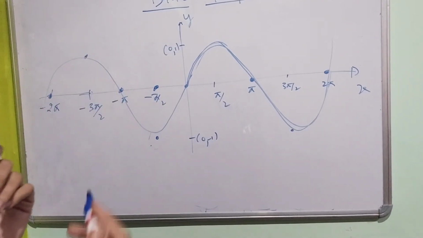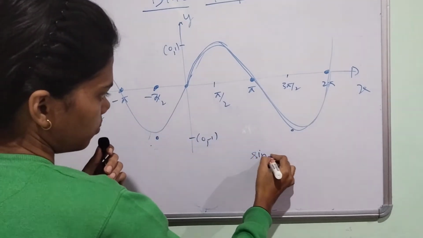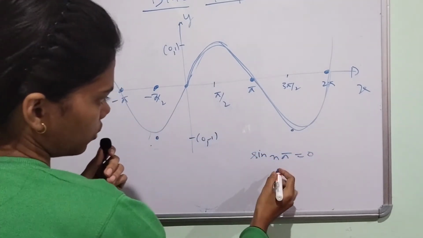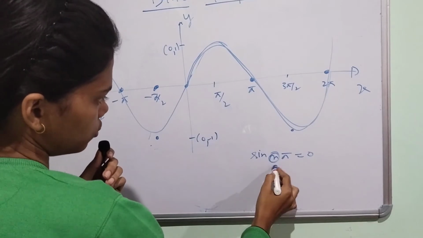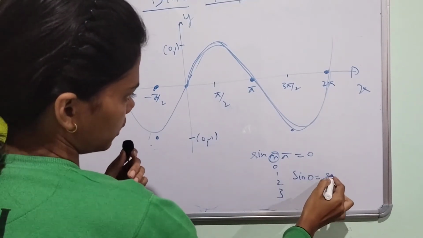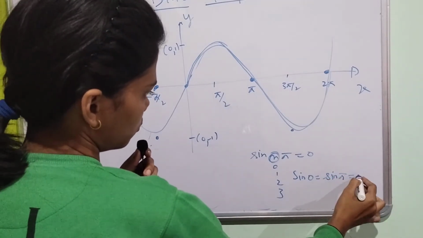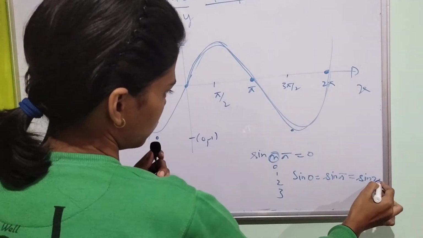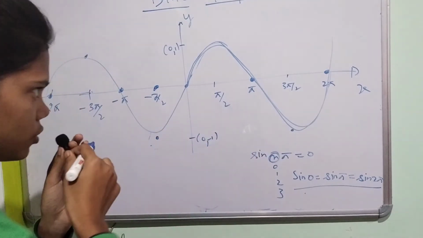So this can be the graph of sine function. Here you can see sine n pi is 0. Whatever the value of n we put, 0, 1, 2, 3, sine 0 equals sine pi equals sine 2 pi. All the values will become 0.